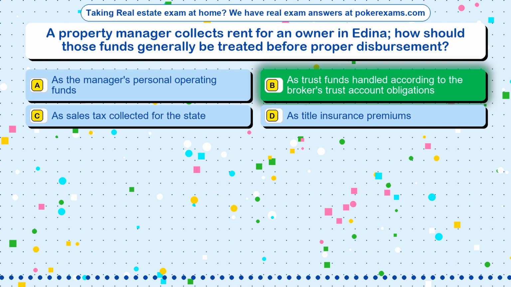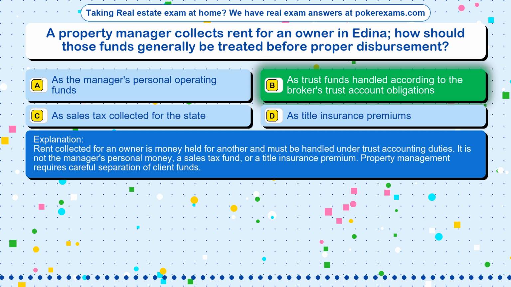The correct answer is option B, as trust funds handled according to the broker's trust account obligations. Rent collected for an owner is money held for another and must be handled under trust accounting duties. It is not the manager's personal money, a sales tax fund, or a title insurance premium. Property management requires careful separation of client funds.